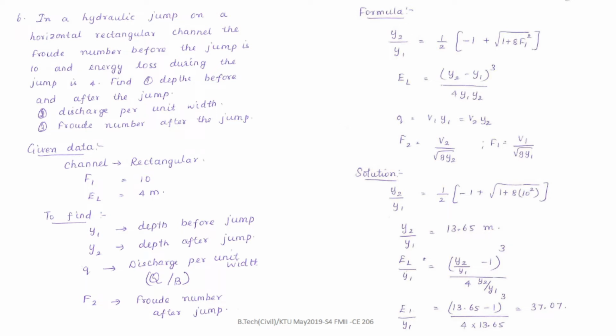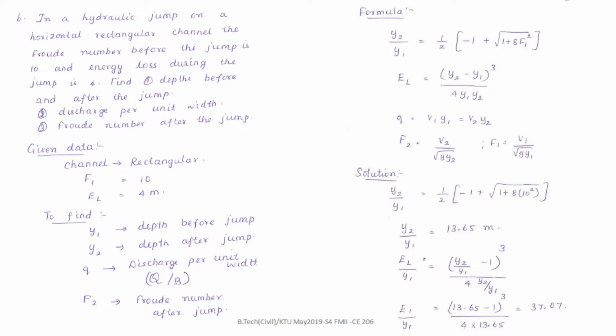What is the formula? For finding all these terms, you have to write down the formula. So what is the formula? Y2 by Y1. What is Y2 by Y1? It is the sequent depth in the hydraulic jump. Don't forget, it is a sequent depth. If it is in specific energy, Y1 and Y2 is the alternate depth. In hydraulic jump, it is the sequent depth. You have to be very clear about this. There must be no confusion about the alternate depth and sequent depth. Sequent depth, it will be in hydraulic jump. Alternate depth is only in the energy equations.